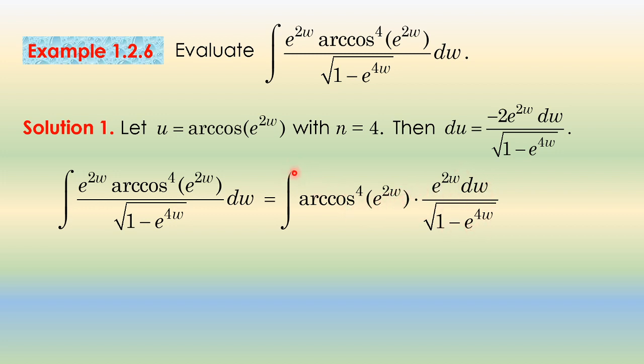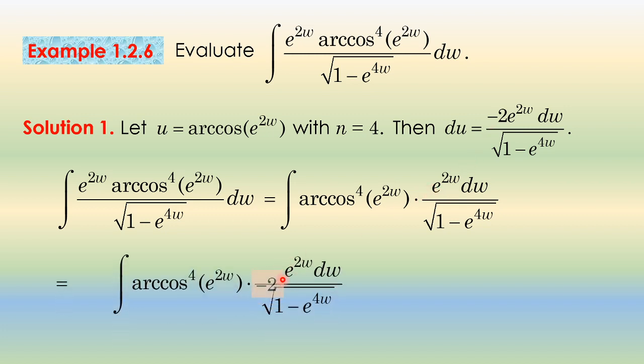So let's read the integral of u to the n, but unfortunately this is not du. For this to be du, we need to multiply it by negative 2. The correction factor is negative 2, so we multiply by negative 2. So this is now du.